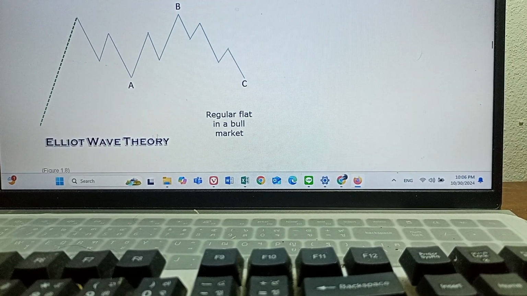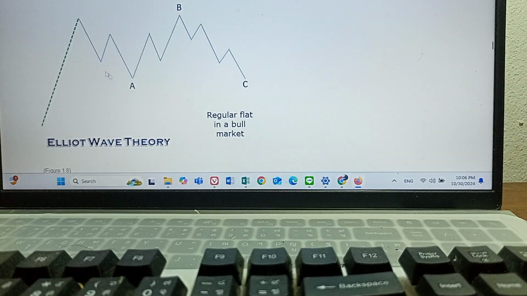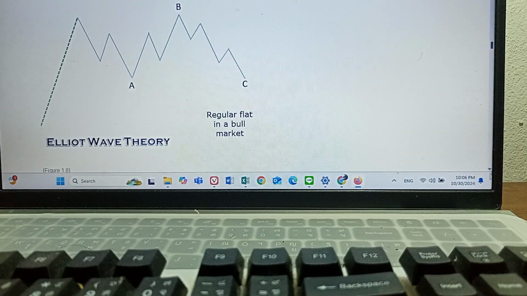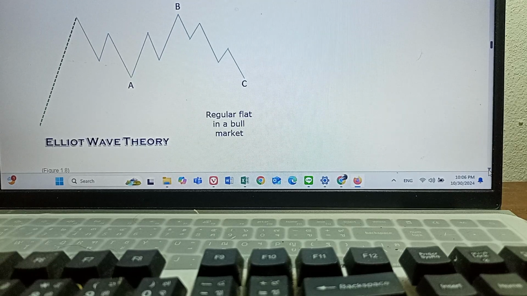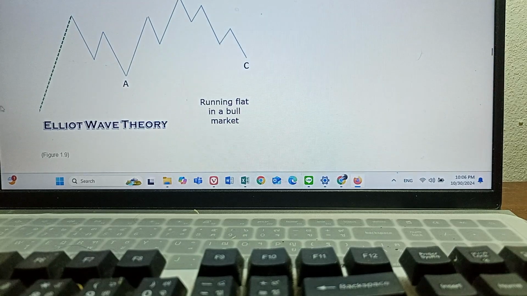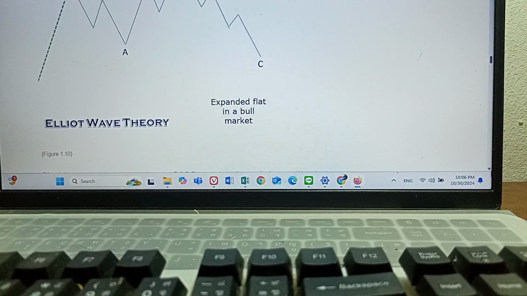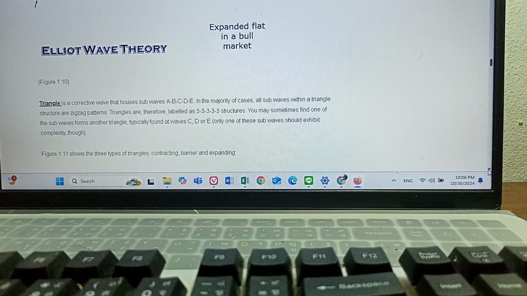Elliott Wave theory, regular flat in the bull market, ABC. Figure 1.8. Elliott Wave theory, running flat in the bull market. Figure 1.10.